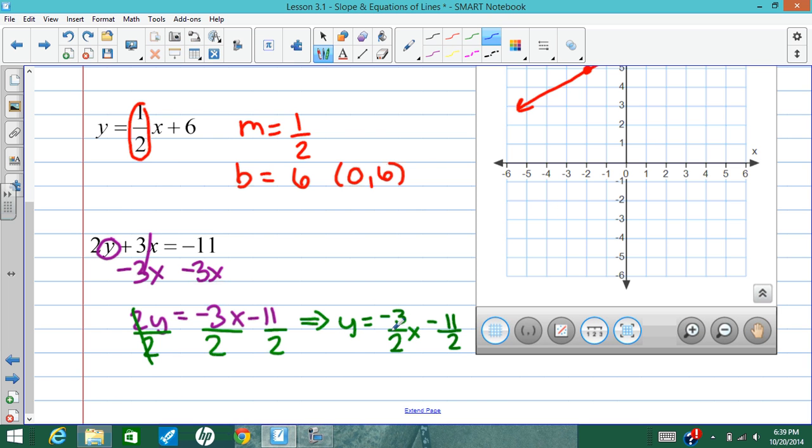So my slope is the number in front of x. My slope is negative 3 over 2. My b is negative 11 over 2, which means the coordinate of my y-intercept is 0, negative 11 over 2. Negative 11 over 2 is the same as negative 5.5. So if I want to graph this, my line crosses at negative 5.5, and the slope is down 3 to the right 2, which we said we can go the opposite direction. So down 3 to the right 2 is the same as up 3, 1, 2, 3, to the left 2.